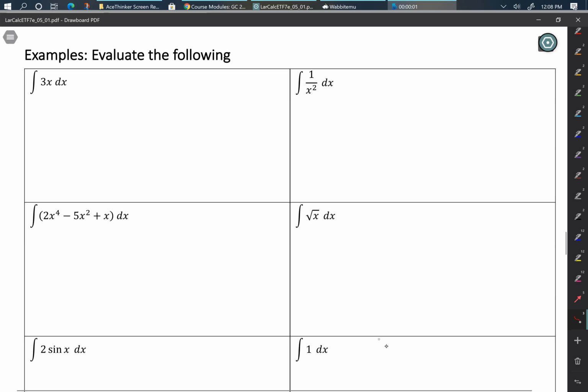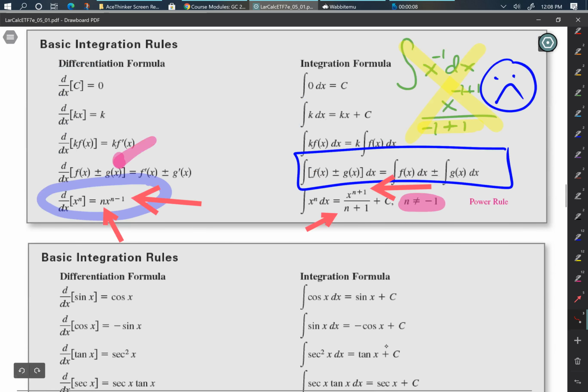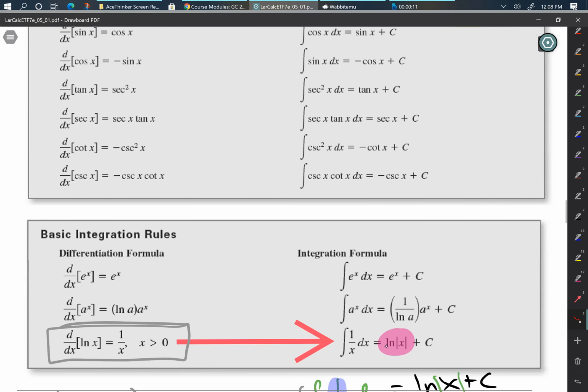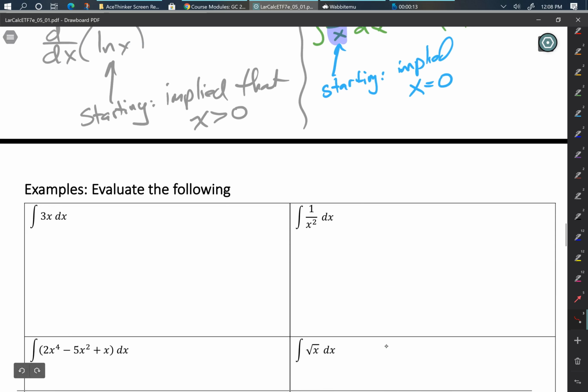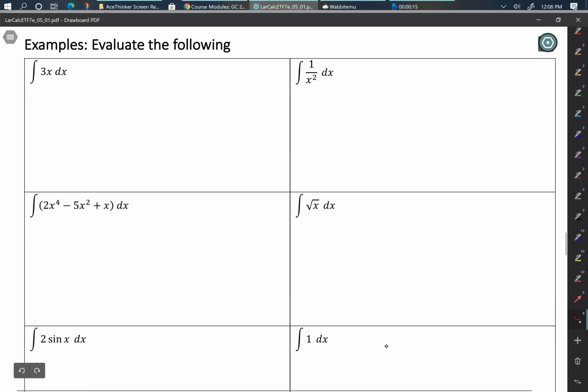So here we are for part 3 of section 5.1, and our job is to evaluate the following. What we're basically trying to do here is take all of this business, the rules of integration, of indefinite integration, and just apply them.